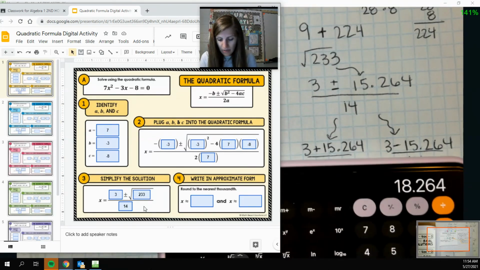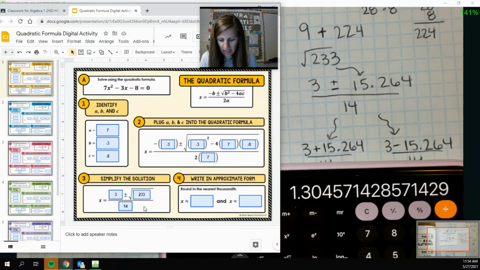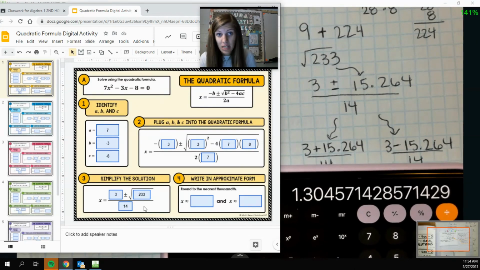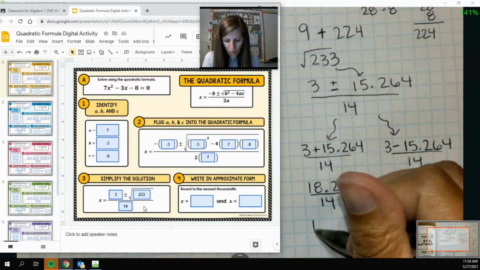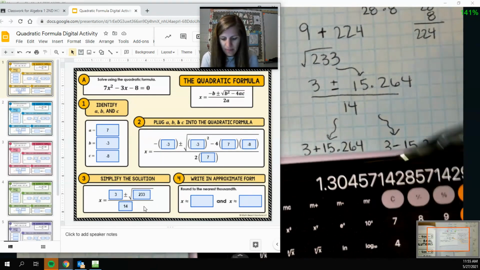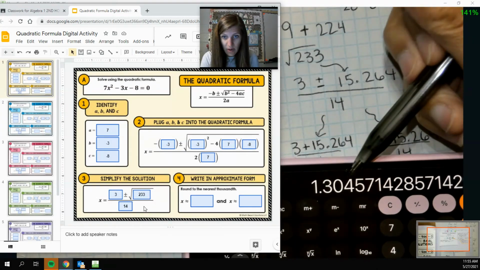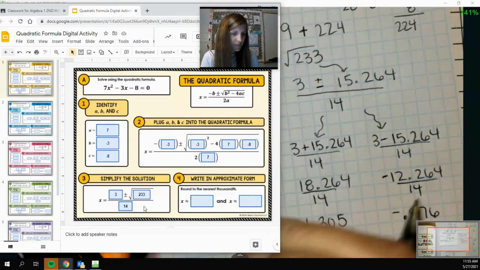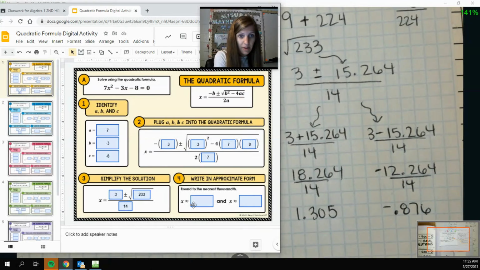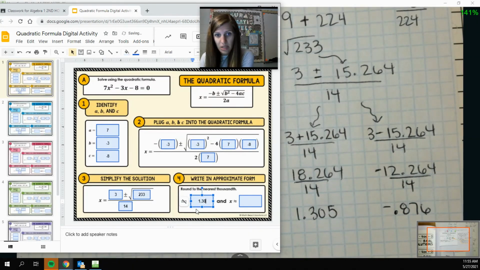And then for the other one, we got 18.264, divided by 14. And again, I want to round to the nearest thousandth, so 1.30, but then I have to look and round up, so 5. So that will be our final two answers. It does not matter the order that you write them in here. Either order is fine. You can put the 0 in front of the decimal or not. I usually don't put a 0 if I don't need it.